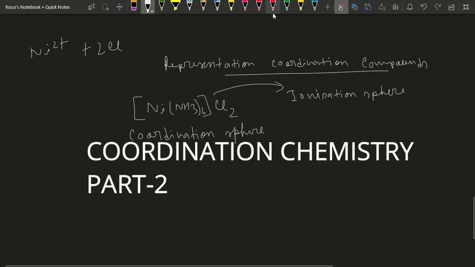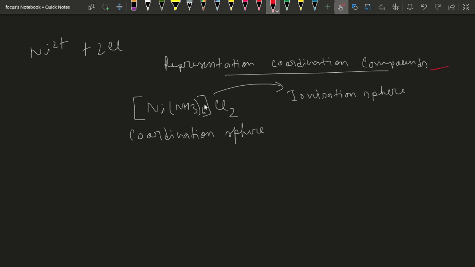Now we have the topic representation of coordination compounds. In coordination compounds, we can see one square bracket inside which there is a coordination sphere, and outside of this square bracket there is the ionization sphere. The portion inside the square bracket is called the coordination sphere, and outside of this square bracket it is called the ionization sphere.